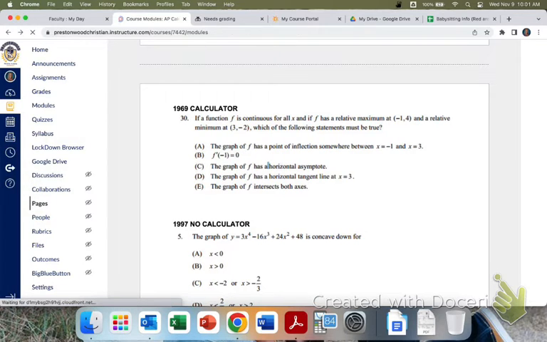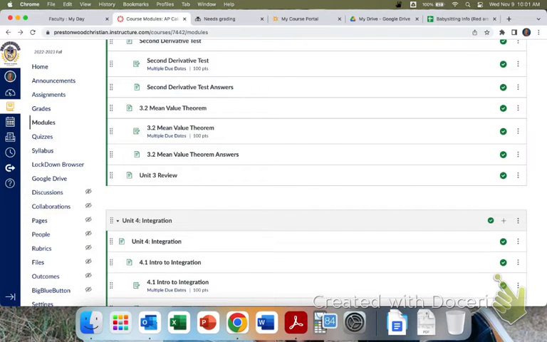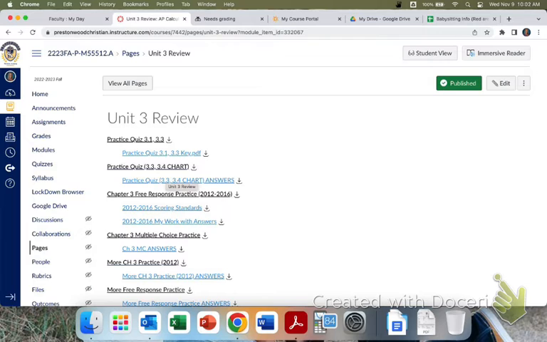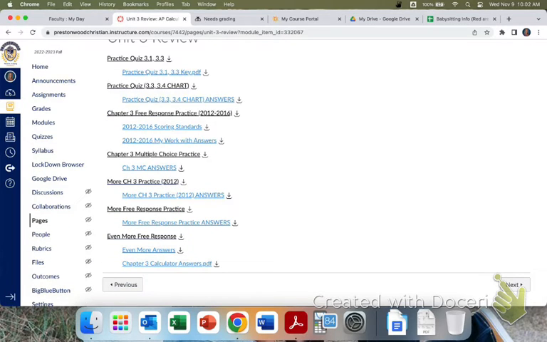It says calculator, no calculator where needed. Oops, I didn't mean to go the whole way back out of that. Where is my mouse here? Yeah, lovely. It's not working for me. What else is there? There is a calculator practice page. Where is that up here? Yeah, so there's more free response, more Chapter 3. What is this, 2012? So yeah, there's a lot of stuff here.